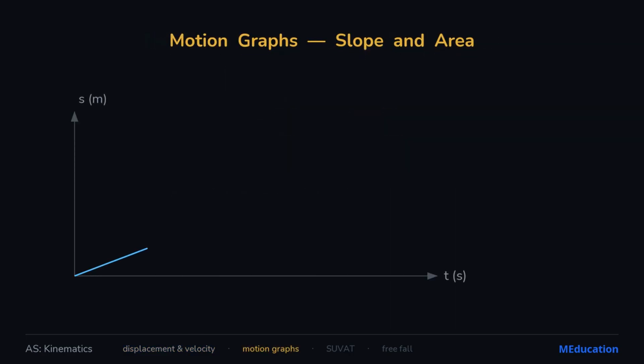Motion graphs hide everything you need in 2 features, the slope and the area. On a displacement time graph, the gradient is the velocity. A steep line means fast, a flat line means stopped, a curve means the velocity itself is changing.